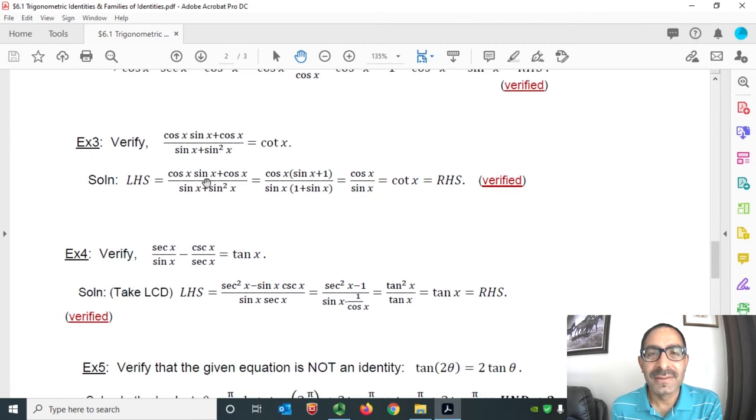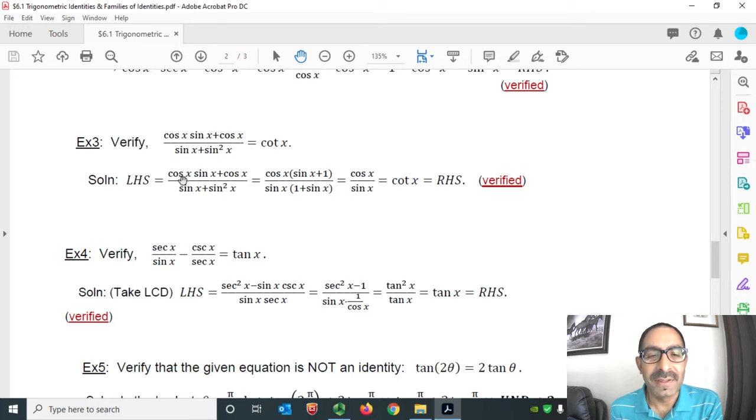Verify another trig identity here. The given trig identity is (cosine x times sine x plus cosine x) over (sine x plus sine square x) equals cotangent x. Begin the solution, start from left hand side, copy the left hand side.